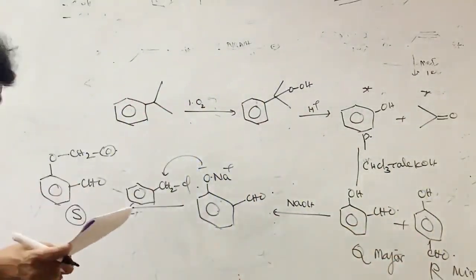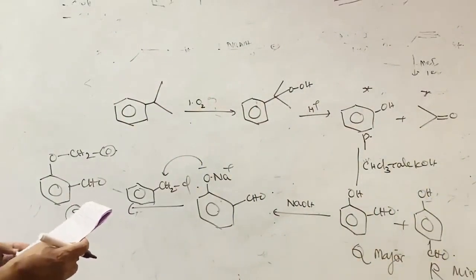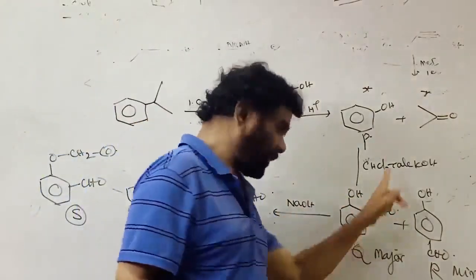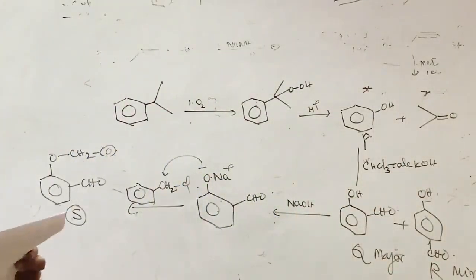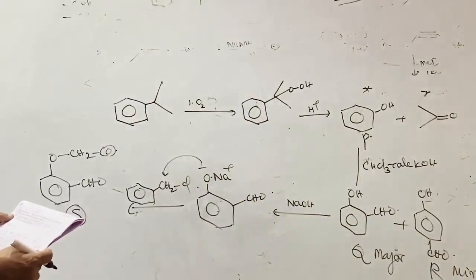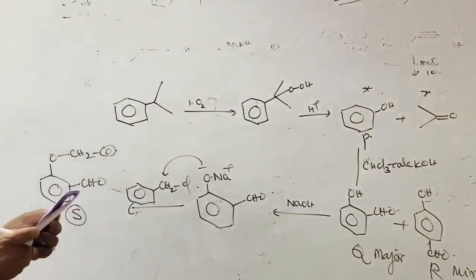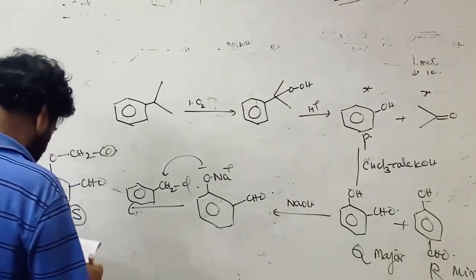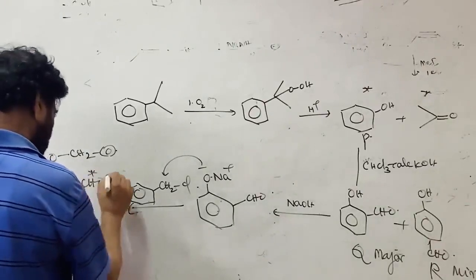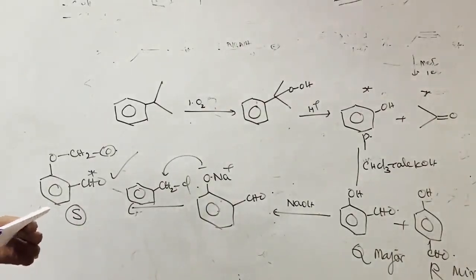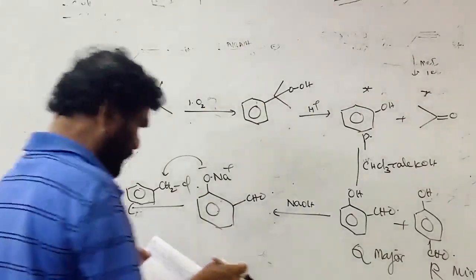Two. Q gives a dark violet color with 1% ferric chloride solution. Phenols produce the violet coloration with ferric chloride solution. You know that 2 is a correct statement. Three. S gives a yellow precipitate with 2,4-dinitrophenylhydrazine. Yes, this has the aldehyde group. Aldehydes and ketones both give the yellow precipitate with 2,4-dinitrophenylhydrazine. 3 is also correct. Four. S gives a violet coloration with 1% aqueous ferric chloride solution?